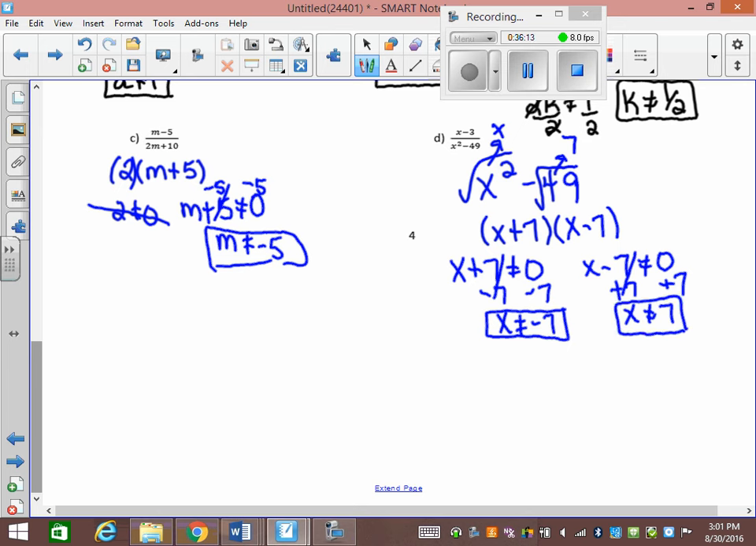So what I can do is I can put them together and I can write it as x can't equal positive or negative 7. That's how you see it. Okay? So go ahead and try the top four of them.